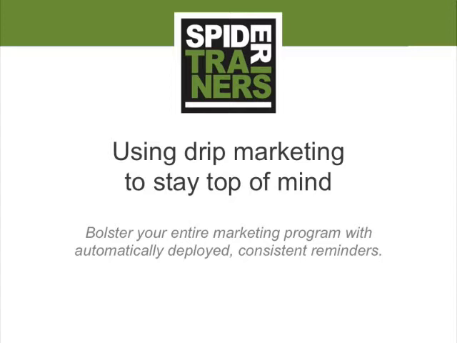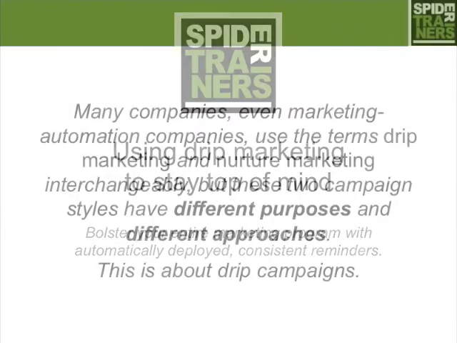In this presentation, I'll talk about using drip marketing to stay top of mind. Drip marketing is an automated marketing system that sends either emails or direct mail or some other form of reminder on a consistent basis to keep the client thinking about you at the time that they approach the purchasing cycle. A drip campaign can bolster your entire marketing calendar because it's running in the background and doesn't require you to interact in order to continue to process.